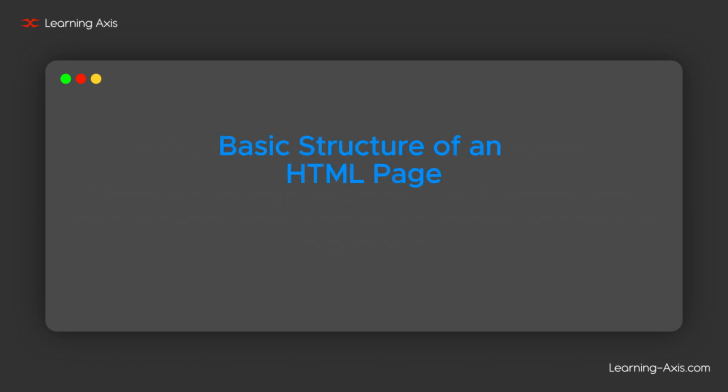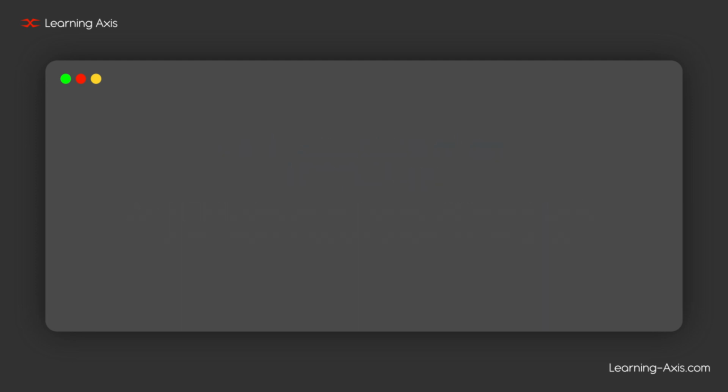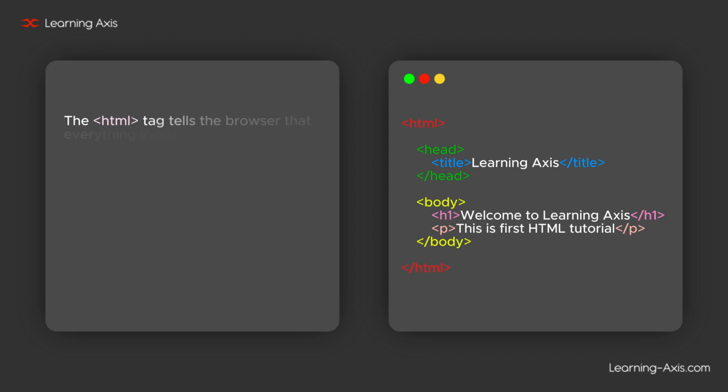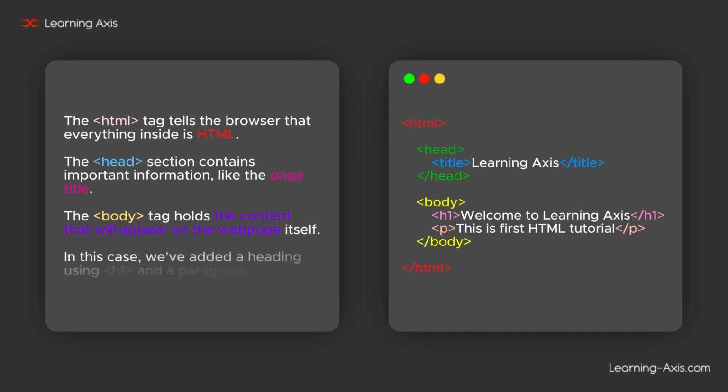Now let's take a look at the basic structure of an HTML page. An HTML document uses different tags to tell the browser what it contains. The HTML tag tells the browser that everything inside is HTML. The head section contains important information, like the page title. The body tag holds the content that will appear on the web page itself. In this case, we've added a heading using H1 and a paragraph using P.